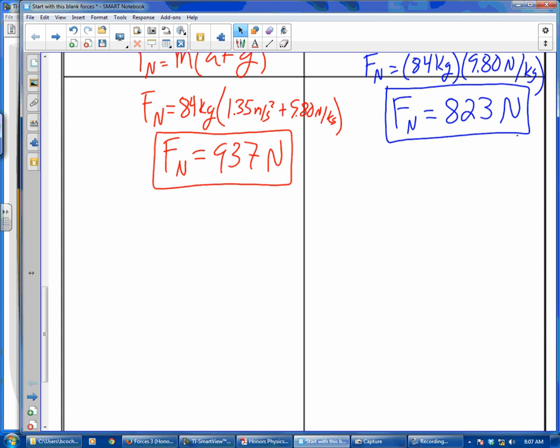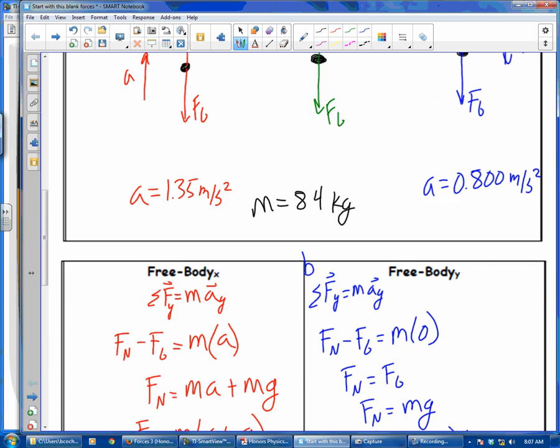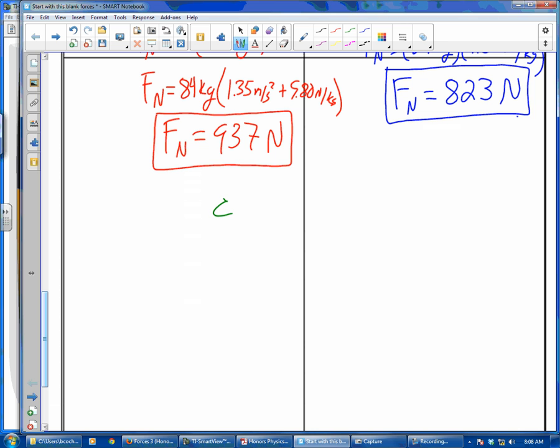Oh, did I just mess up my colors? I did. So that's part B in blue. Sorry. A is in red. All the great plans. And then I'll have to do part C in green. Unfortunately.